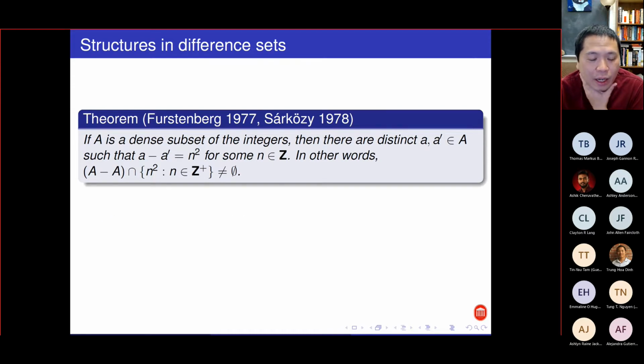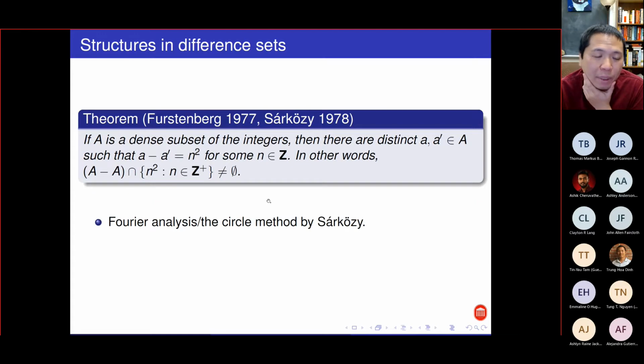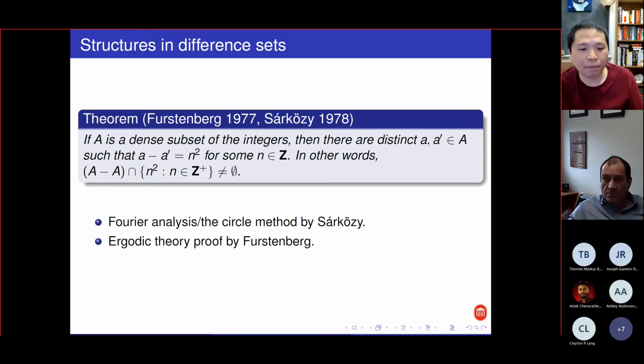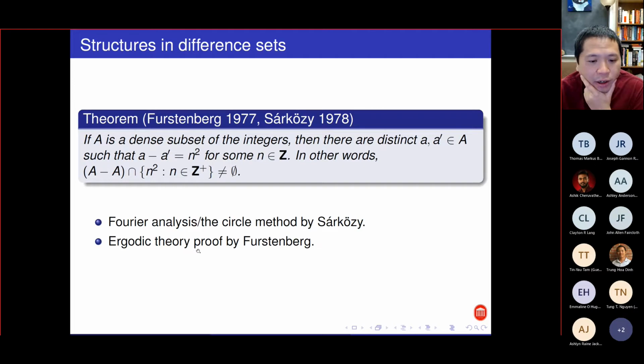Again, there are multiple approaches to this theorem. Sárközy's paper appeared after Furstenberg, but I think he proved it before Furstenberg. His proof again uses the circle method of Fourier analysis. And Furstenberg proved this using ergodic theory.